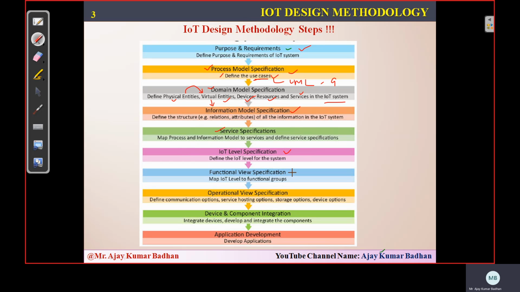Whatever functions the system is going to provide, what functions the devices are going to perform, we are going to map it up in this. What are the different functions provided, that we are going to see here. Then the operational functions, what are going to be done, like storage options, device options. We might have many different types of devices, so which device to use, which services we need to use.